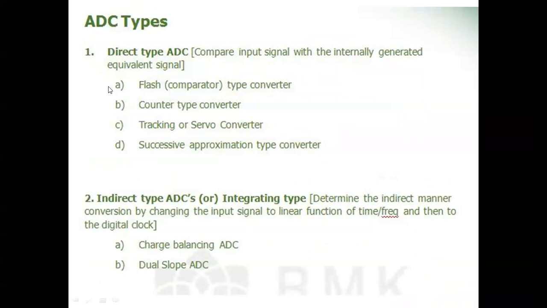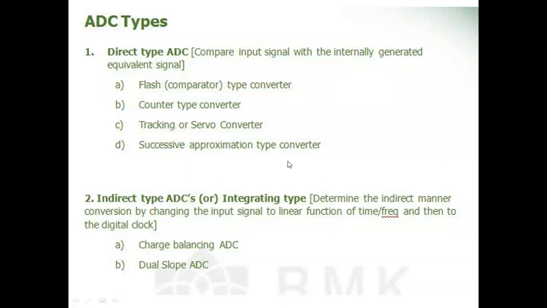Basically, we have two types of ADCs, analog to digital converters: direct type ADC and indirect type ADC. Direct type ADC is nothing but the input signal being compared with an internally generated equivalent signal, that is V reference. Majorly, we have four types of ADCs: flash type, counter type, tracking or servo converter, and successive approximation type converter.